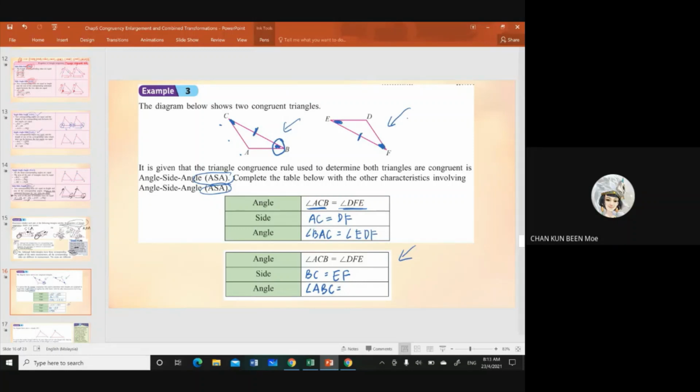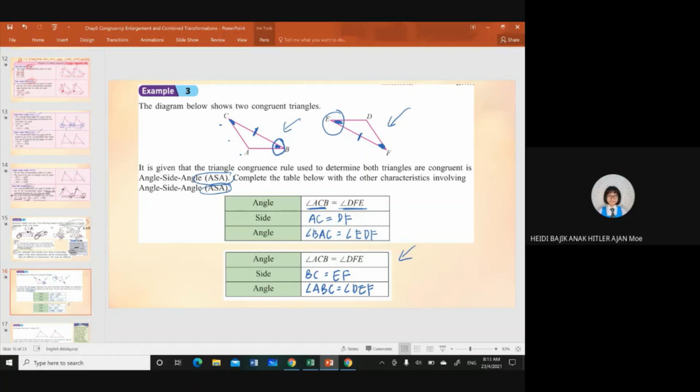What about the corresponding angle on the right? Which one is the same? This one, right? Yes. Okay, what is the name of the angle? Yes, angle DEF. EF, correct. Are you okay, class? Any question?